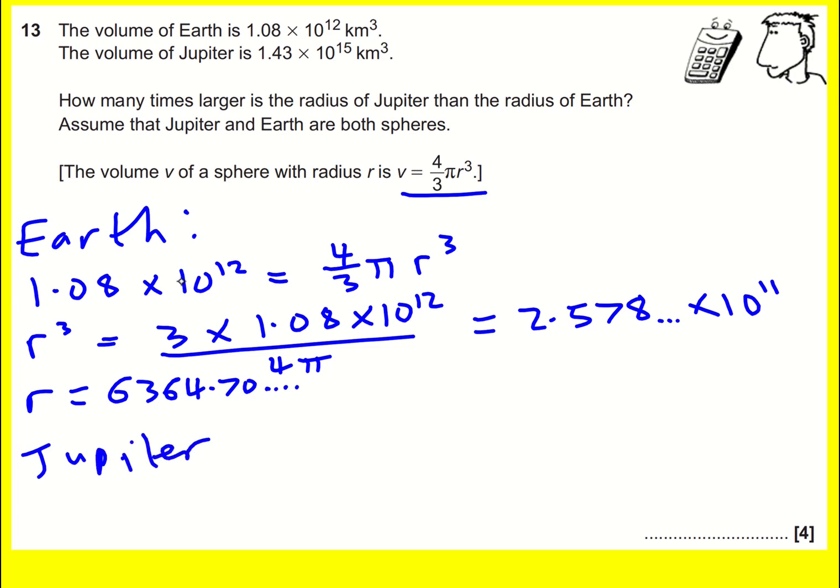I can do the same for Jupiter. Same equation, it's just that now I'll replace the volume by 1.43 times 10 to the 15. In that case, I'm not going to go through all the steps. I get r equals 69890.12.